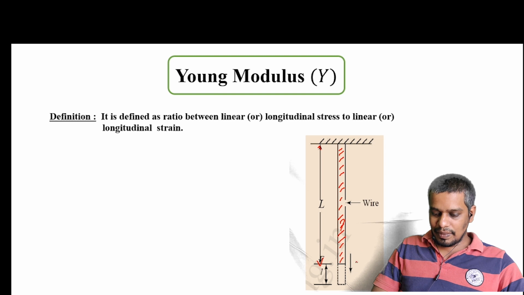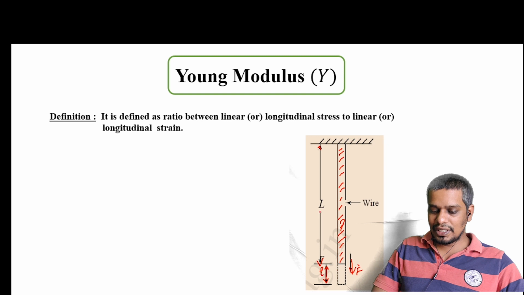If I give a load, or an external force in the downward direction, this is F. What will it do? It will extend by a small length, small l. So there is a change in dimension, because the original length is capital L and the extended length is small l. So there is a change in length.